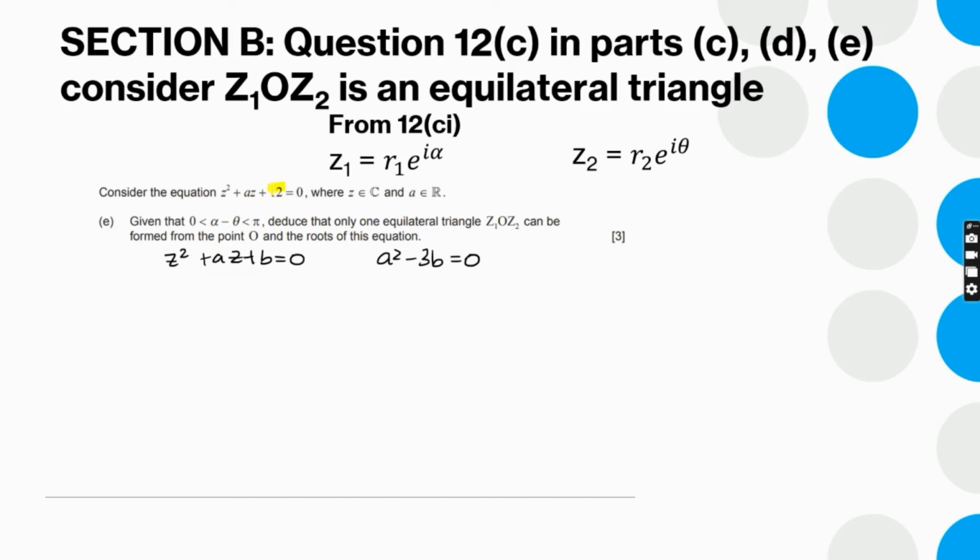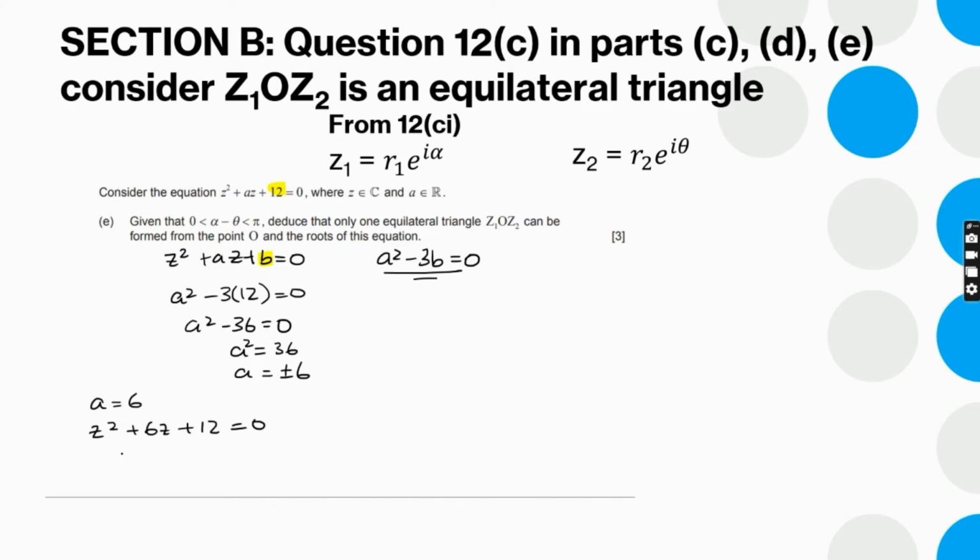First of all, now the b has been replaced by 12. We can use the previous result to help us find what a is. So a squared minus 3, replacing the b with 12, equals 0. So a squared minus 36 equals 0. Therefore, a squared equals positive 36, so a equals plus or minus 6. I'm going to consider a equals 6 first, so I get z squared plus 6z plus 12 equals 0.